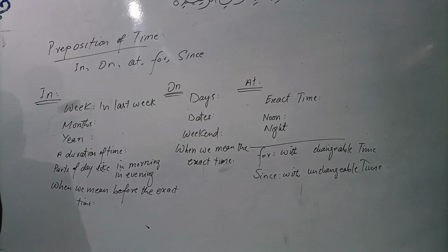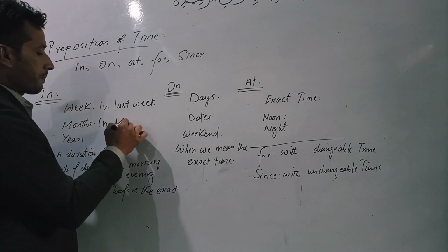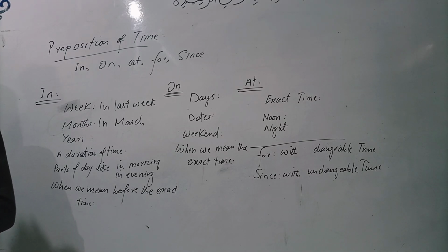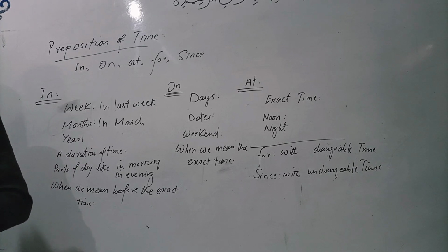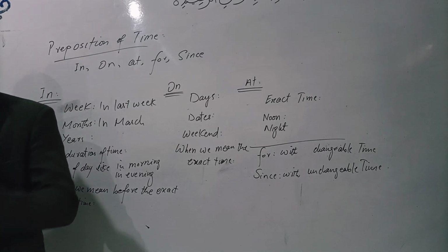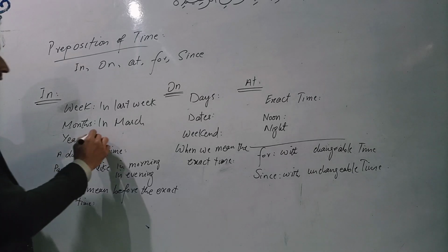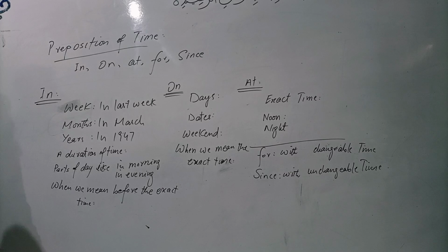This way, in the coming week we'll discuss tenses, etc. Months: whenever the names of months come, January, February, March, April, etc., for example in March, in April, in August. With the month's name we also use in. Next, years: for example, Pakistan came into being in 1947. Whenever a year comes, we use in, like in 1947. Also, this year, we use in.